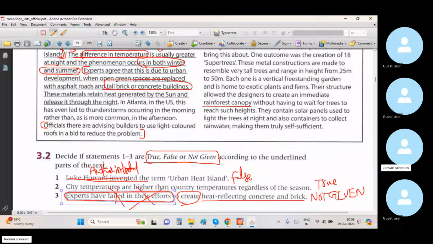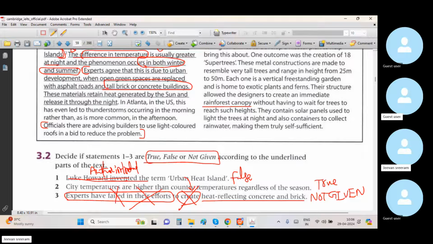No, they are officials. They are not experts. They never try to create it. The problem with this is the phrase heat reflecting concrete and brick. You never see anything about them trying to create it, or failing to create it. There is no information.